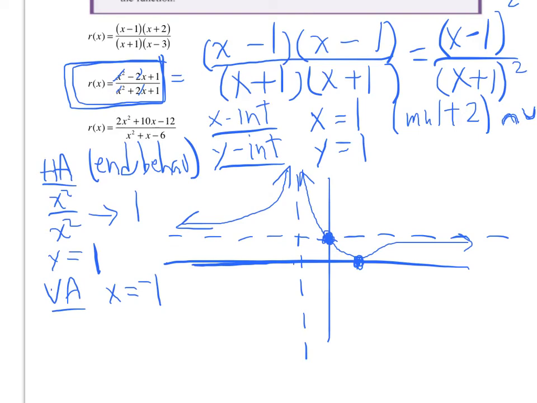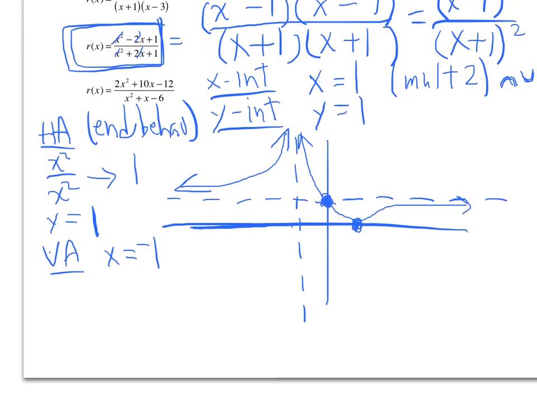Now, as mentioned, I'll show you how you can determine if there's more than one crossing of a horizontal asymptote. Crossing a horizontal asymptote just means that the function, which in this case is right here, x squared minus 2x plus 1 over x squared plus 2x plus 1.